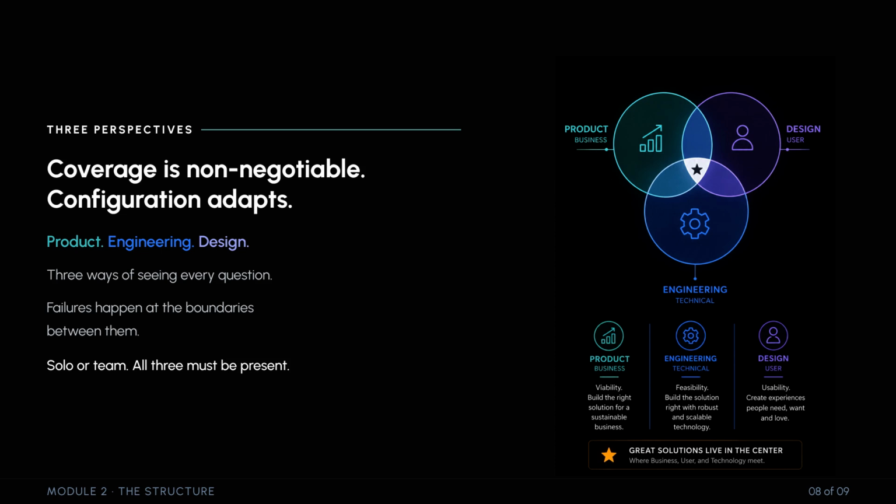What does adapt is configuration. On a large team, 3 people or 3 groups. Working solo, 1 person deliberately moving between all 3 lenses. The number of people flexes. The 3 perspectives do not.